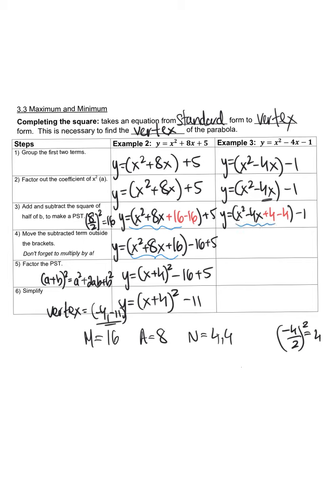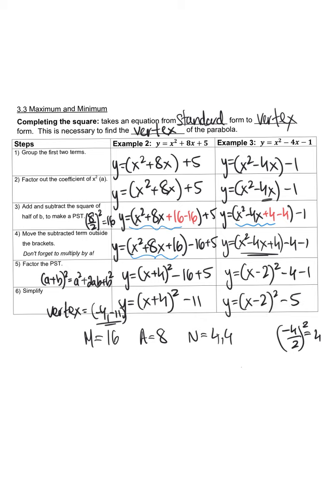This is your perfect square trinomial. So it becomes, okay, I don't want to skip a step. So plus 4, we're just going to group those together, take the -4 out of the brackets, and now we can factor this perfect square trinomial to x minus 2 squared minus 4 minus 1. Last step is to put it all together, just clean it up. So we get -5. Your vertex here should be 2, -5.